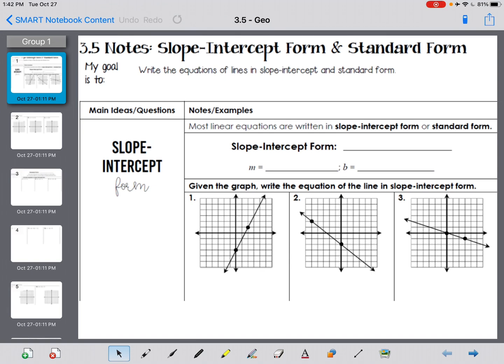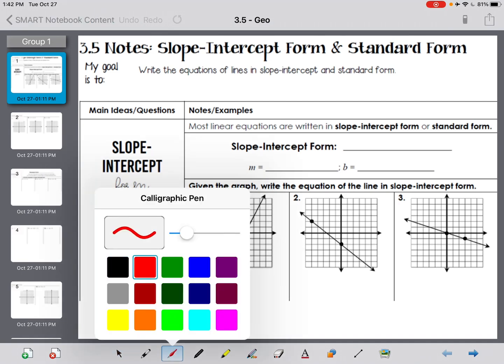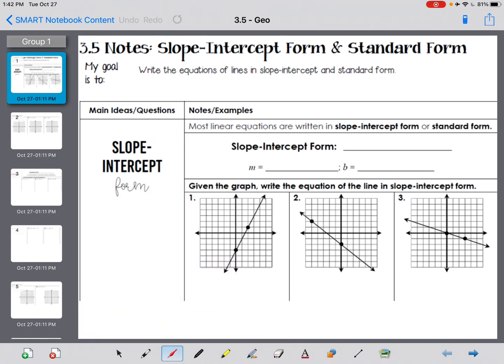Okay? So, most linear equations are written in slope-intercept form or standard form. There's also another one called point-slope form, but really we just use point-slope form to get us into slope-intercept form. Slope-intercept form is a more simplified version and easier to graph version than point-slope form. But their names tell you what they give you. Slope-intercept form gives you the slope and the intercept. It looks like this. Y equals mx plus b.